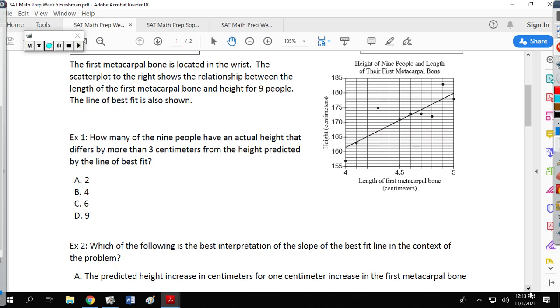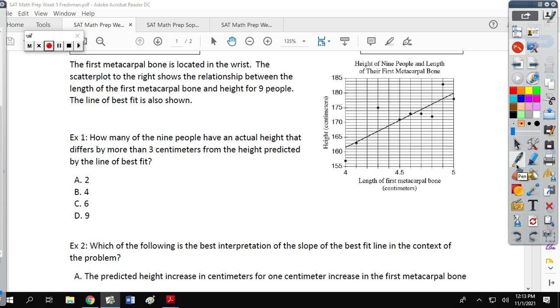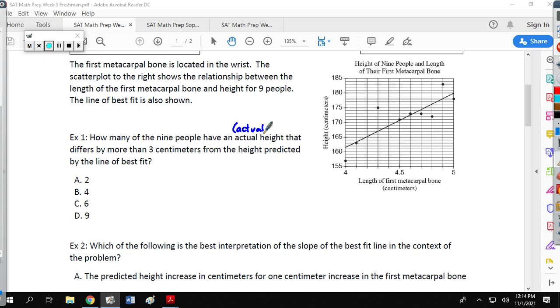So here in the scatter plot, we've got 9 points of data, 1, 2, 3, 4, 5, 6, 7, 8, and 9. And we have a line of fit for that data right here. So remember that in a scatter plot, the points themselves are the actual data, and the line of best fit is a prediction. If you were to add more, that line would predict the height of other people. So the first question here says, how many of the 9 people have an actual height? Those would be your actual data points.